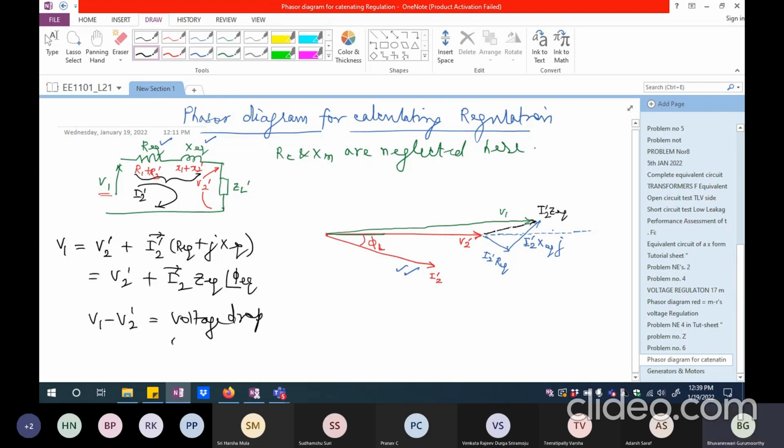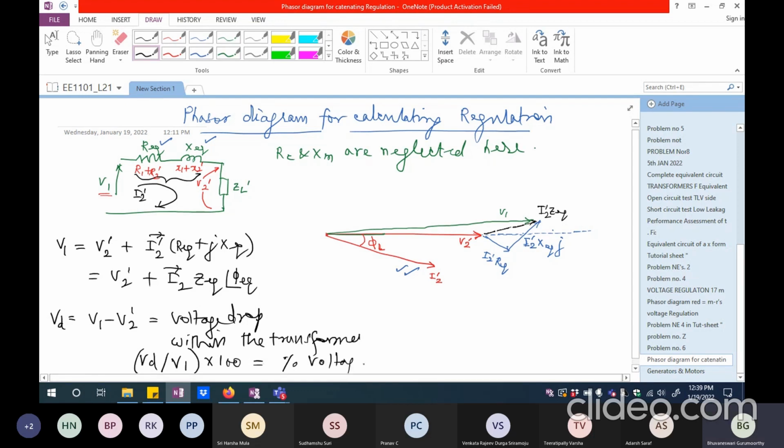Drop within the transformer. So if this is the total voltage drop within the transformer, which I may call VD, then VD divided by whatever is the V1 value, multiplied by 100, is going to be the percentage voltage regulation. That is going to be the percentage voltage regulation.